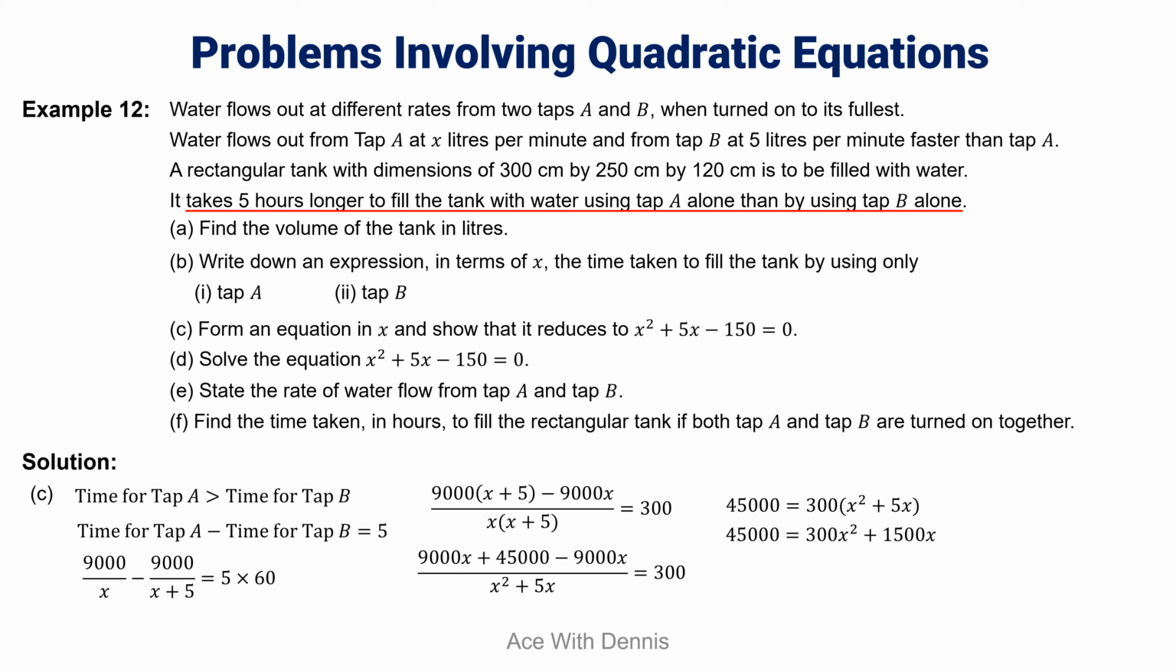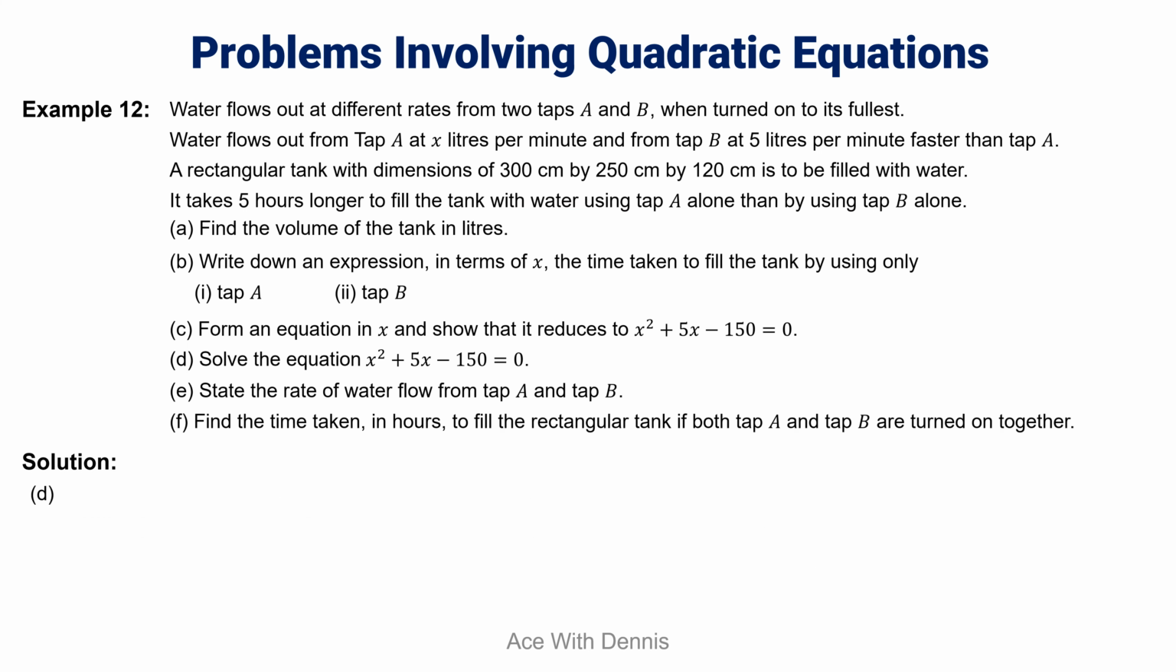Okay, expand the bracket, we have 45,000 equals 300x squared plus 1500x. Okay, move the numbers at the left side to the right side. We get 0 equals 300x squared plus 1500x minus 45,000. Alright, so divide by 300 on both sides. We have 0 equals x squared plus 5x minus 150. Okay, and hence shown. This is the equation that we want to show as requested by the question.